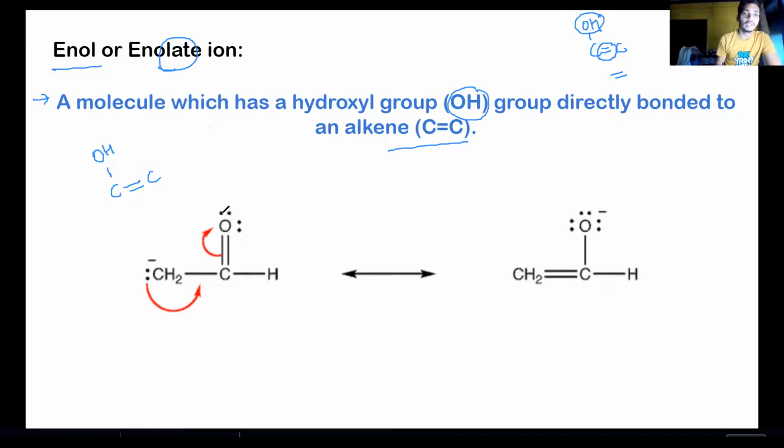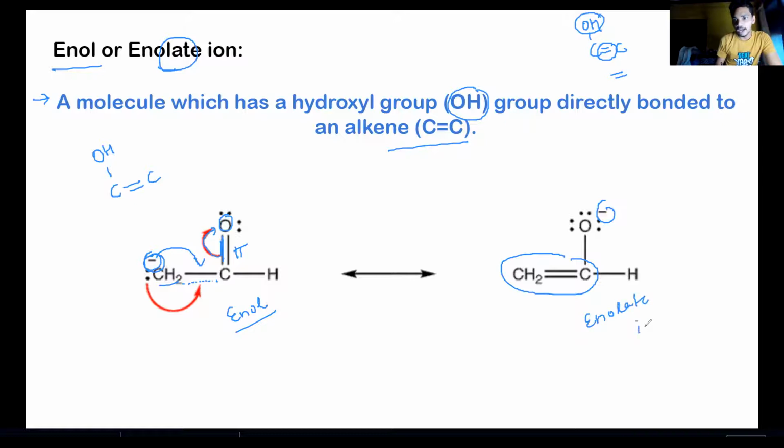So you can see here, CH2 has a negative charge. As oxygen is highly electronegative, this pi bond will shift here because of the high electronegativity. As it moves here, this definitely will be here. So there is a formation of a double bond between this carbon and the carbon we have considered here, and there will be a charge. So this is enol and this is the enolate ion. This is the exact understanding of the enol and enolate ion.